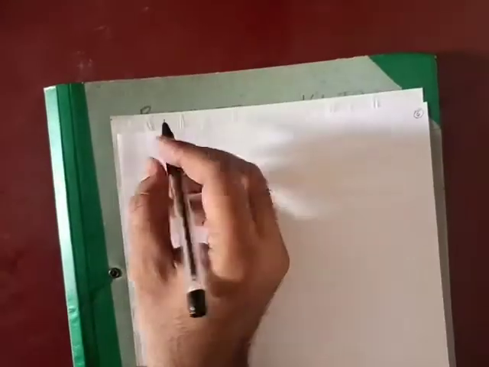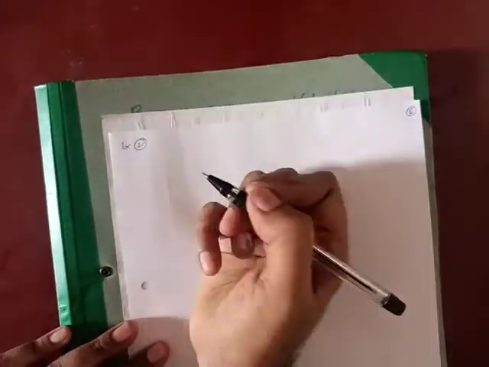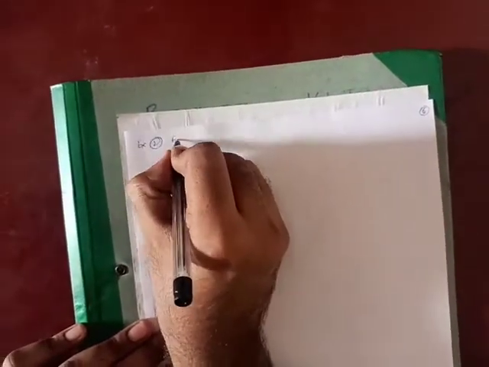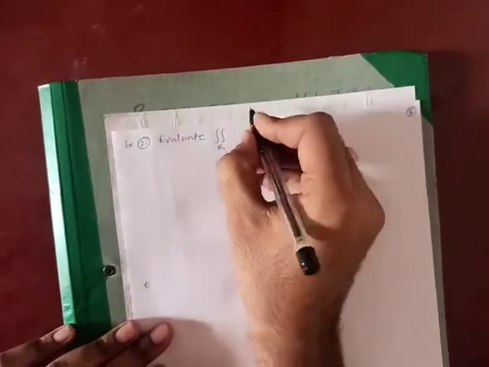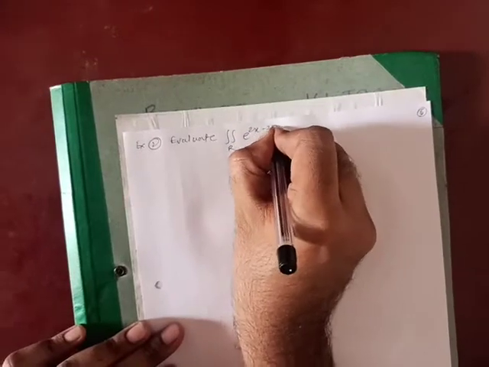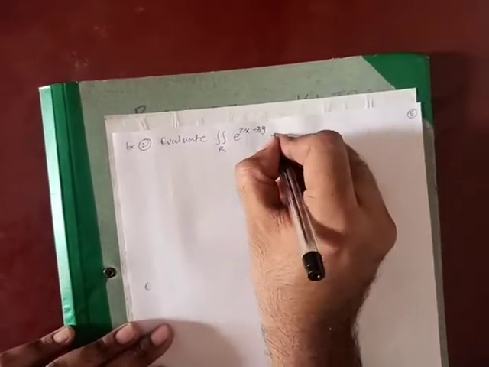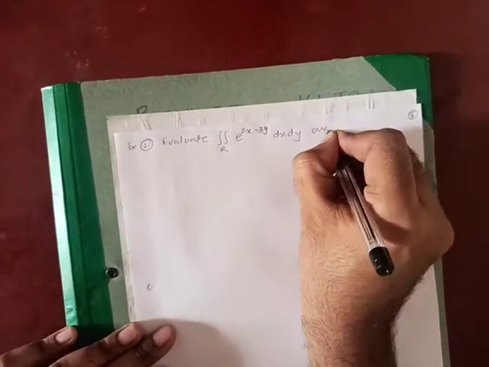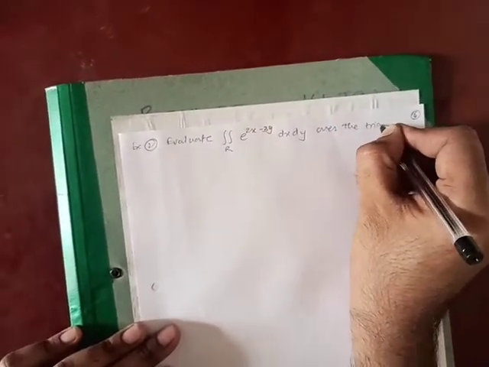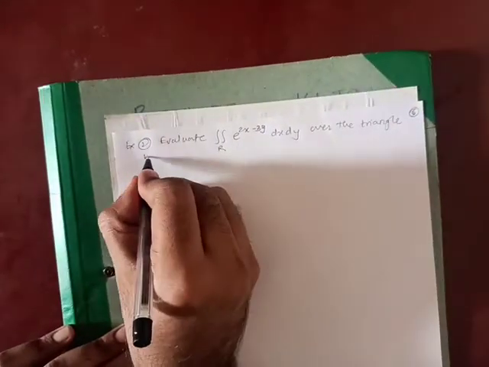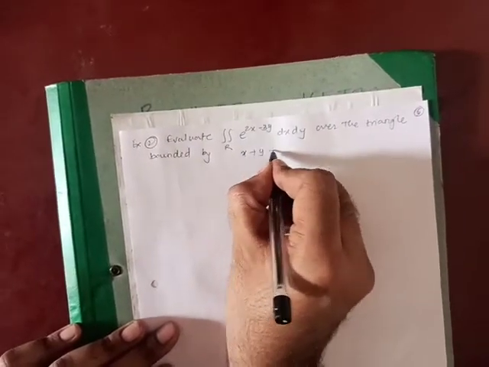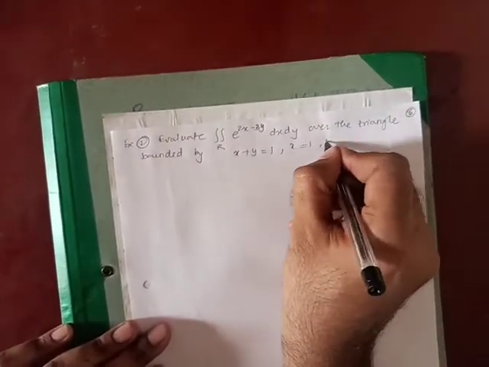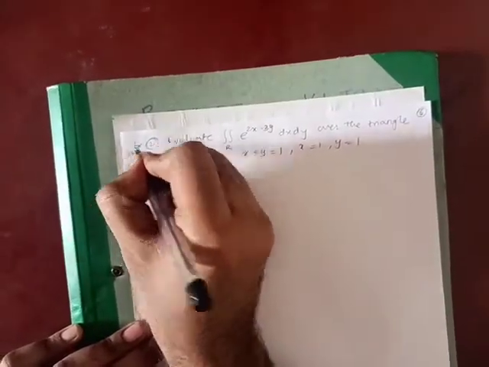Alright, next example. Next example is example number 2. Evaluate the double integration over the region R of the function e raised to 2x minus 3y into dx dy over the triangle bounded by x plus y equal to 1, x is equal to 1, y is equal to 1. This was asked in the 2013 examination.